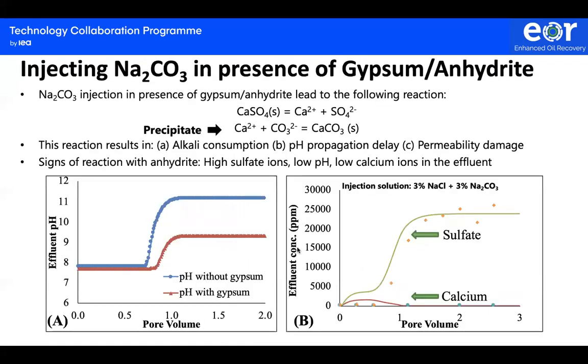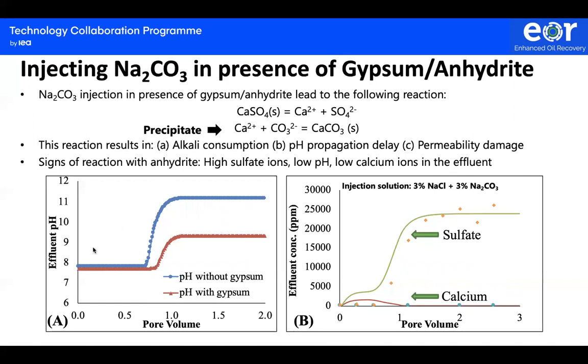So we did some experiments and simulations to study the impact of injecting sodium carbonate in rocks that have gypsum. So these are carbonate rocks with gypsum, and as you would expect, when you add sodium carbonate, you would expect a precipitation of calcium carbonate in presence of sodium carbonate. And that is what I'm showing here.